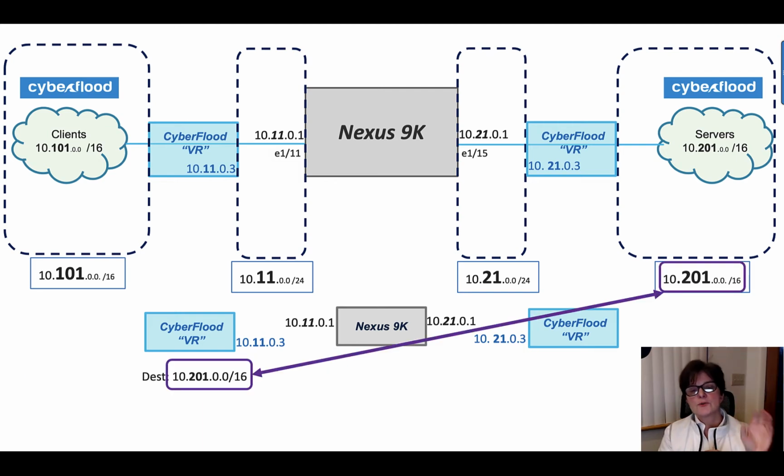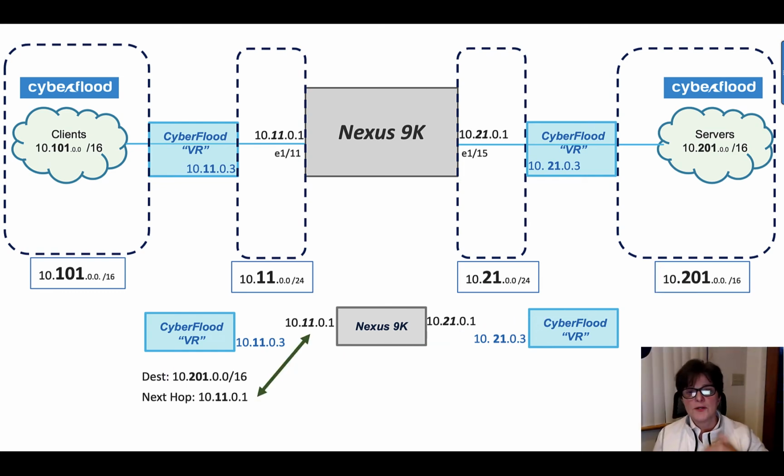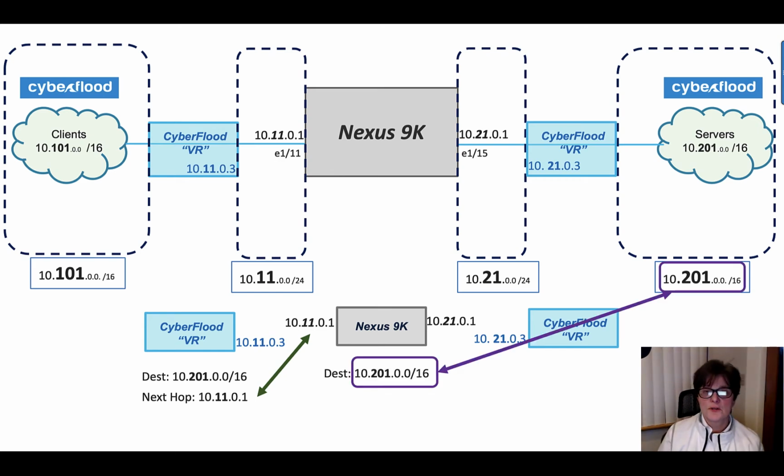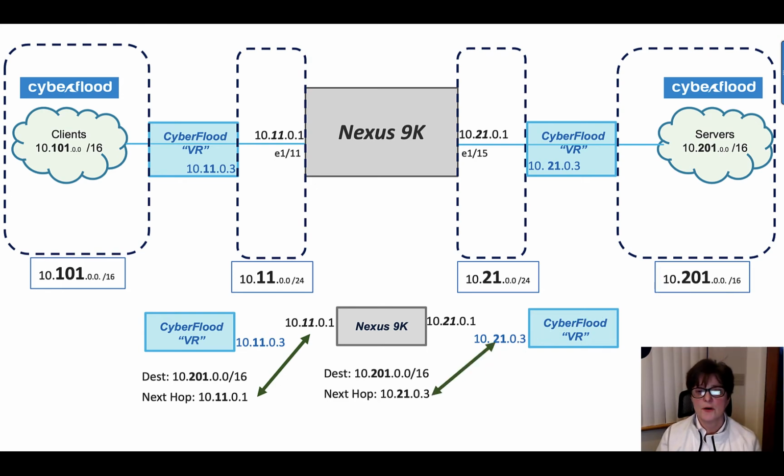So what we're going to do is create a CyberFlood virtual over on the client side. And we're going to also tell it instructions of, hey, if you want to get to 10.201, then I want you to go to next hop 10.11.0.1, which is going to be, of course, the Nexus in our situation, or normally in my testing, the device under test. And then, of course, on the Nexus, we're going to need static routes that say, hey, if you want to get to 10.201, I want you to go to the CyberFlood.